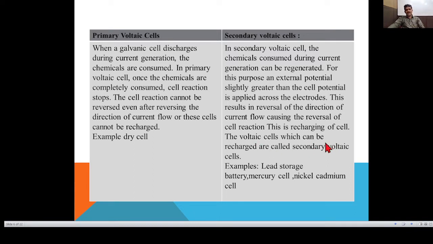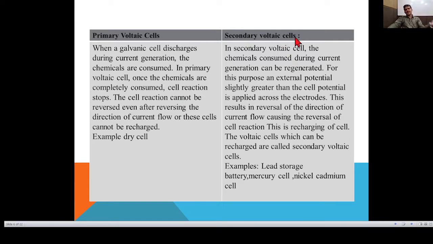So the Voltaic cell can be recharged. That is called a secondary Voltaic cell. For example, lead storage battery, mercury cell, nickel cadmium cell. Understand what is the primary Voltaic cell? The Voltaic cell that cannot be recharged. After discharging, it can be rejected.